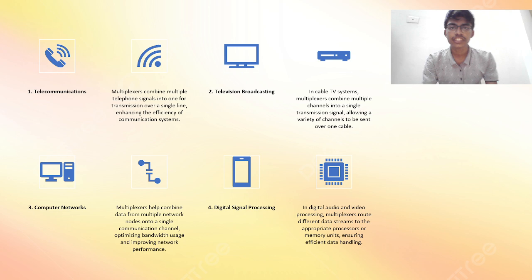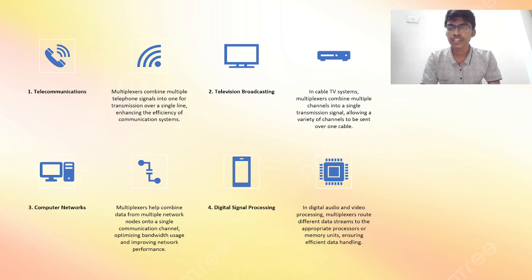And the second application is television broadcasting. In cable TV systems, multiplexers combine multiple channels into a single transmission signal, allowing a variety of channels to be sent over one cable. It has the same principle, but here cables are being connected. So multiplexers combine multiple channels into a single transmission channel, which is the basic principle of a multiplexer, allowing many channels to be sent over only one cable, which acts as the output line.